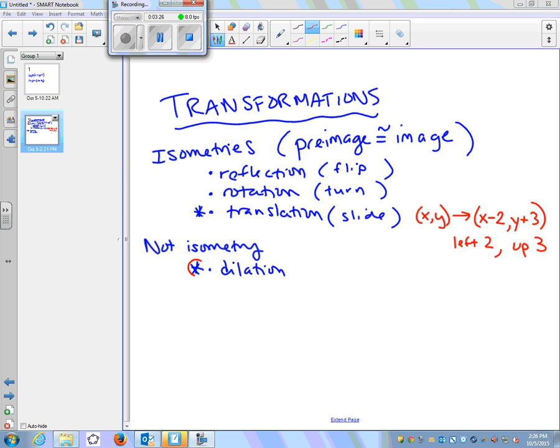The other one that you should recognize the rule for is a dilation. And what happens to the x and y in a dilation? What do we do to it? Multiply, right. So this is going to be whatever the scale factor is multiplied by the x and the y. This is an enlargement with a scale factor of 3. (3x, 3y). Everything gets 3 times farther away from the origin.